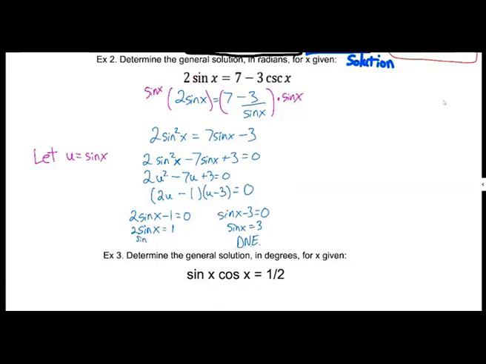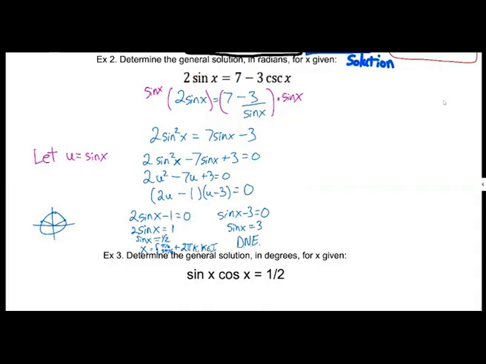Divide everything. I'm just going to squeeze this in here at the bottom. Sine of x is equal to 1/2. So I'm looking for those points. Again, we're looking for the general solution. So I'm going to get pi over 6 and 5 pi over 6 plus 2 pi k, k an integer.